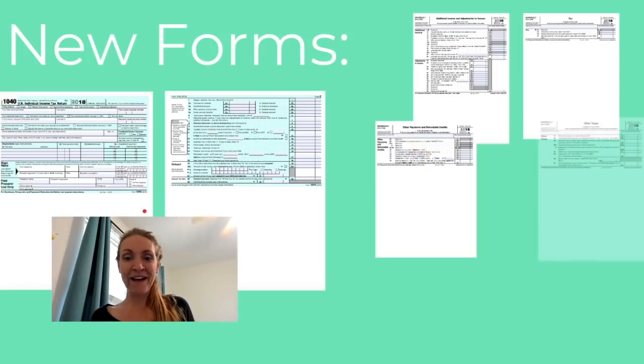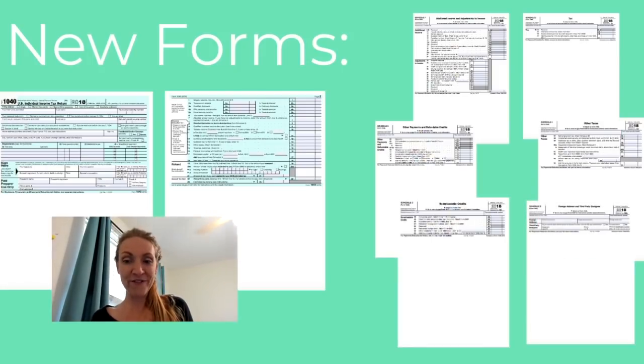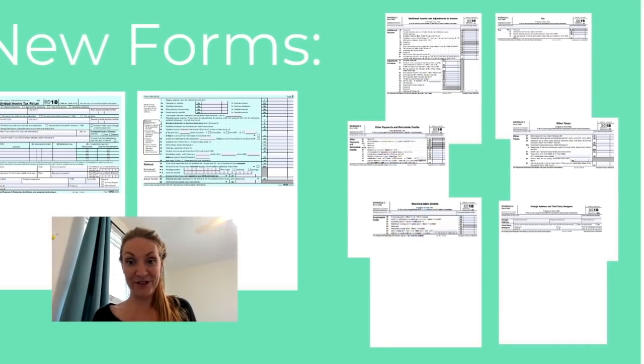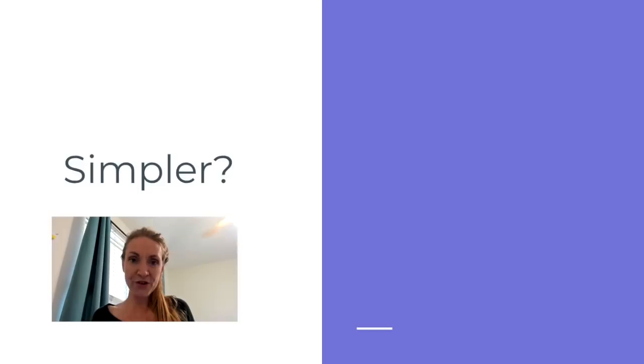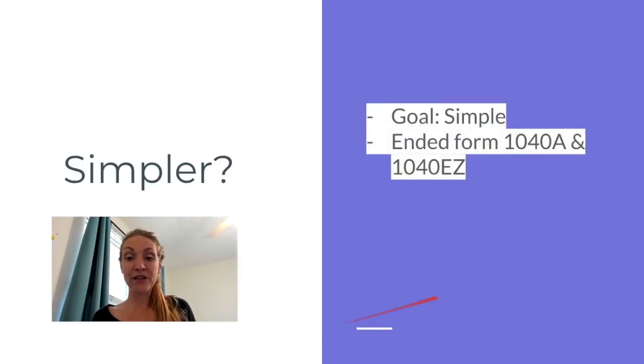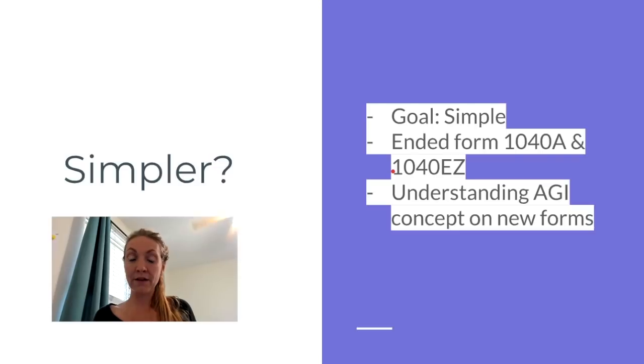And we have 5 more schedules, all of these things being stuff that was on these 2 pages. So the point of the tax changes was to be simpler, and they actually took away Form 1040A and 1040EZ, which were for simpler situations.